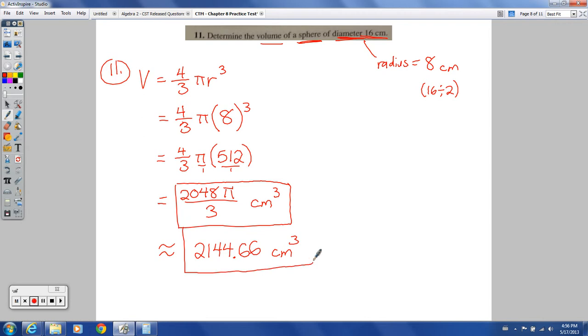Either one of these would be acceptable to me, unless the directions specifically say to round a certain way. But I think this is probably the better answer in this case because it just makes more sense to say that it holds approximately 2,144.66 centimeters cubed rather than 2,048 pi divided by 3 centimeters cubed.